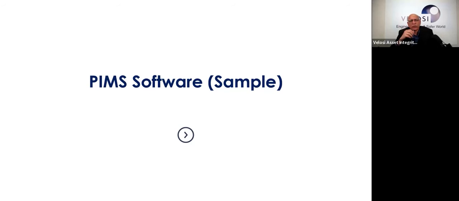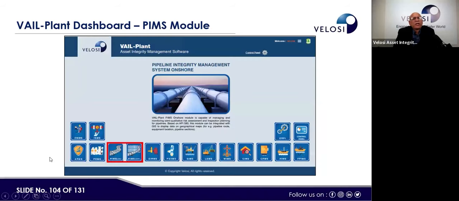And then we also try to show you the PIMS, AIMS system documentation, then inspection-related SOPs, maintenance-related SOPs, operation-related SOPs, right? So it is not only the Velosi software which can be used. There are other software as well which can be used, based on your choice.